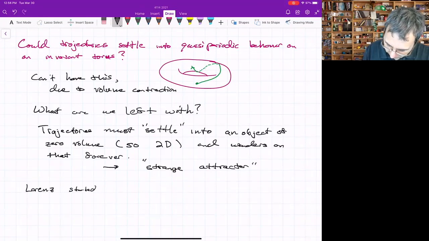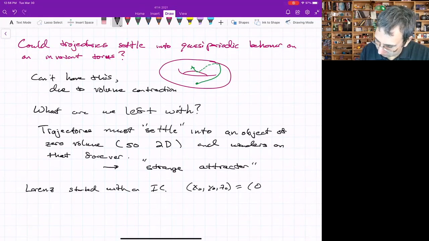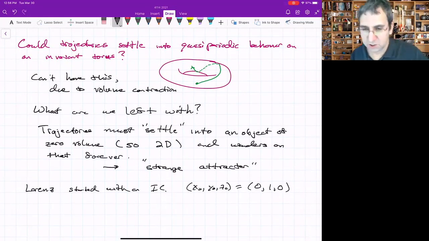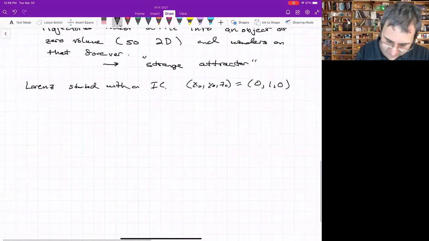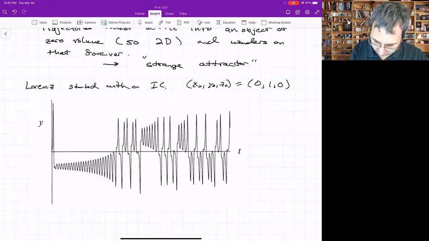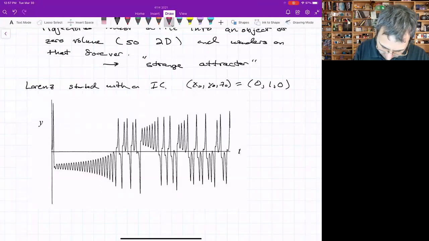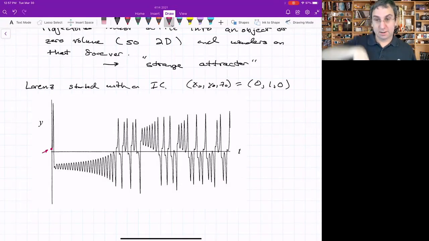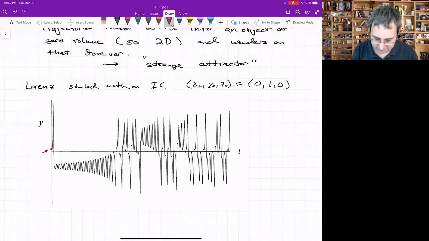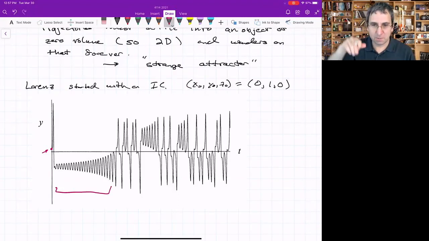Lorenz started with an initial condition, x naught, y naught, z naught equals 0, 1, 0. So just starting 1 unit in the y direction. And then this is what he got. You can see it starts with an initial condition over here, and then it does some excursion. And then you get these oscillations. And then it seems to be jumping kind of randomly from positive y to negative y. It doesn't seem to be repeating.